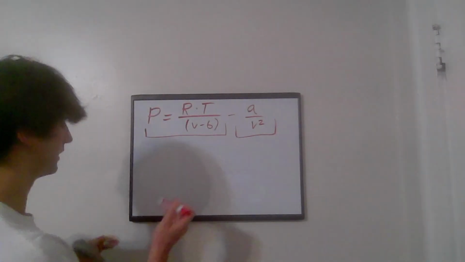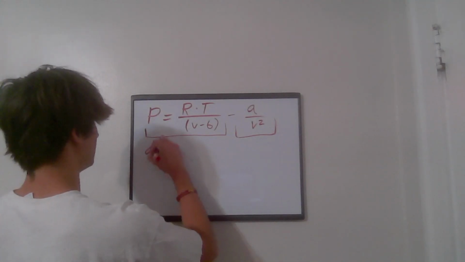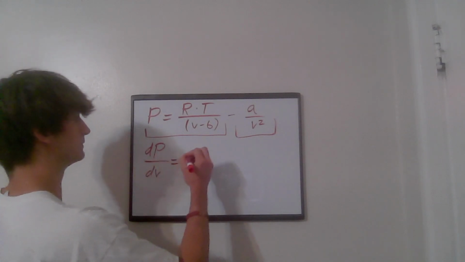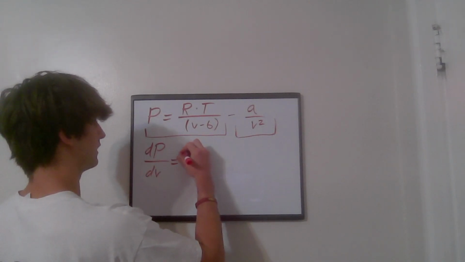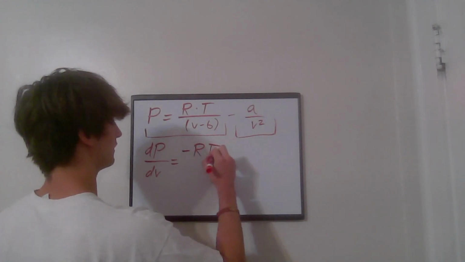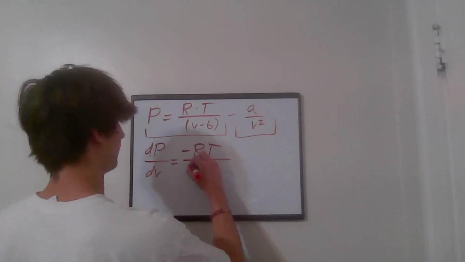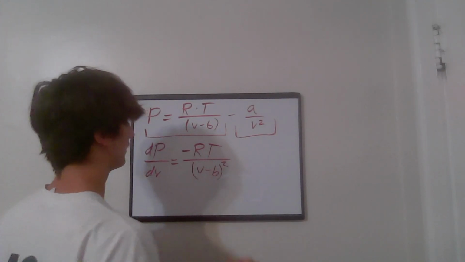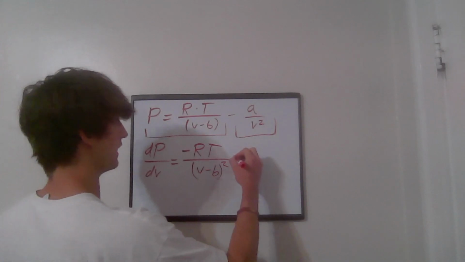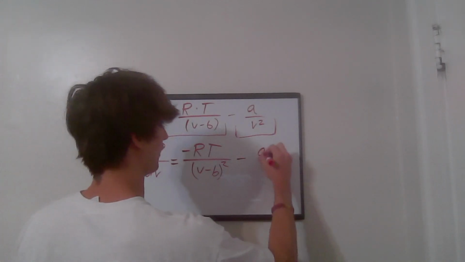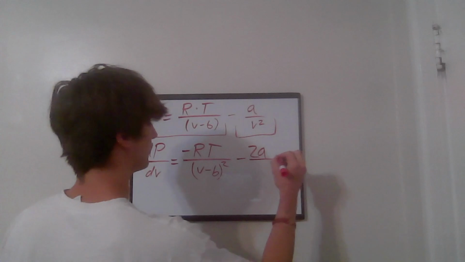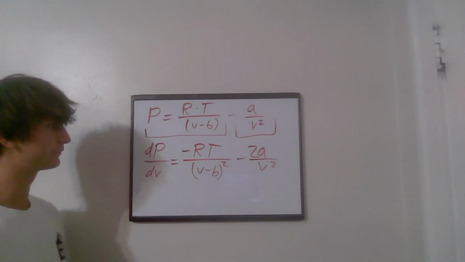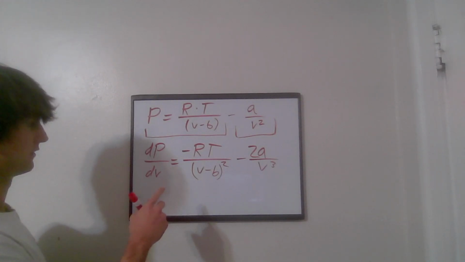So to do that, dP/dV is going to be equal to negative RT over our V minus B squared. It's on the bottom, so it's negative 1. And then minus again 2A divided by V cubed. You can see how I did that. So this is going to be our first derivative.